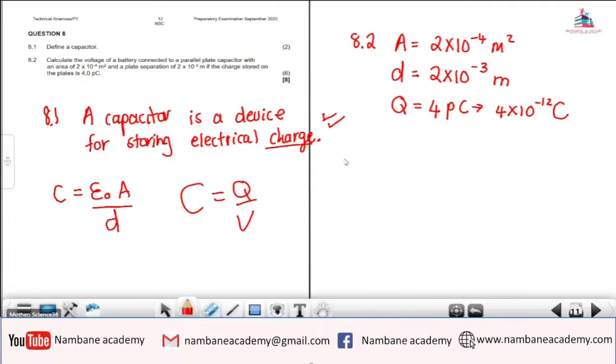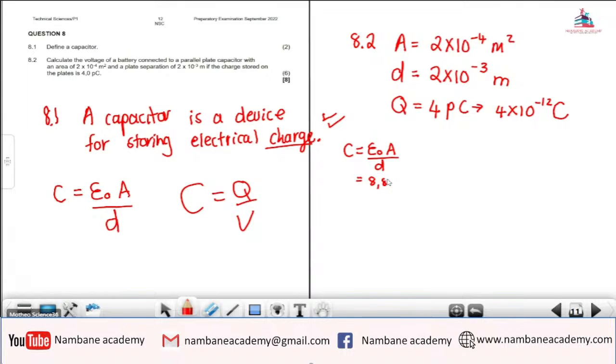So the first step, we are going to use the first formula. So this is going to be C is equal to the permittivity constant, and it's in a vacuum. Oh no, they didn't actually say it. That was the previous question. So it's going to still be the same permittivity constant that we're used to. So let's start. C is equal to permittivity constant times area divided by distance.